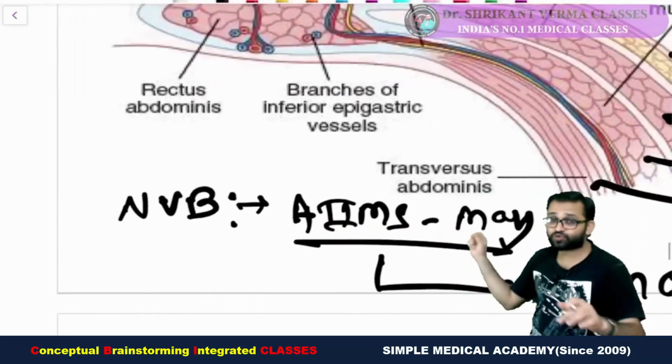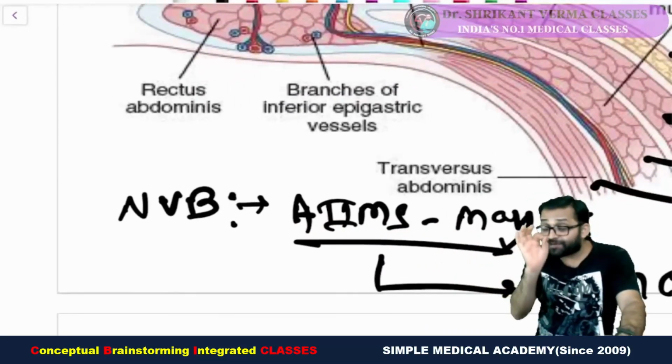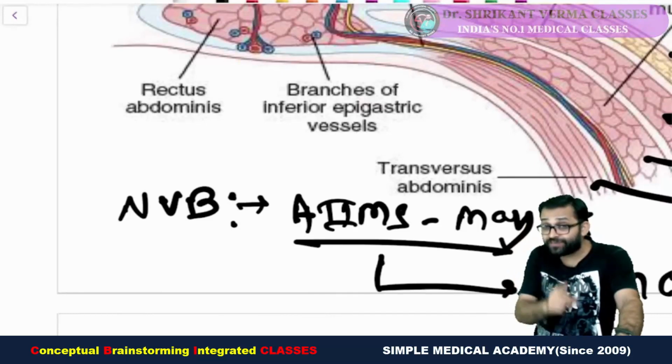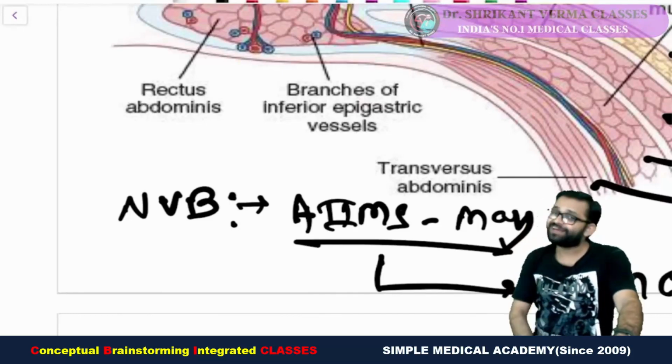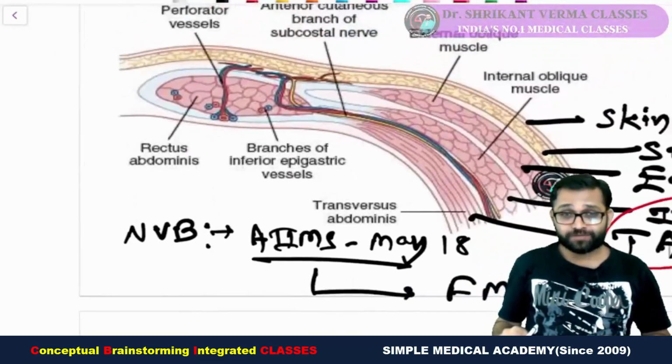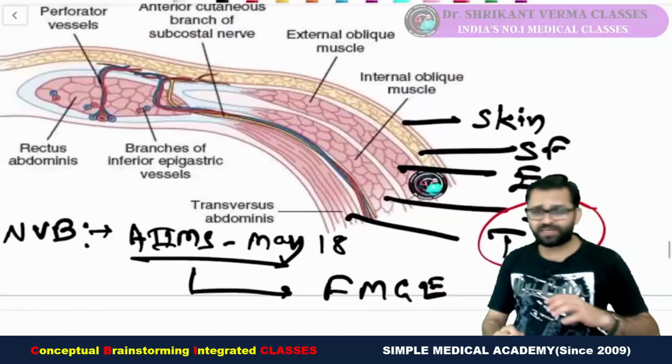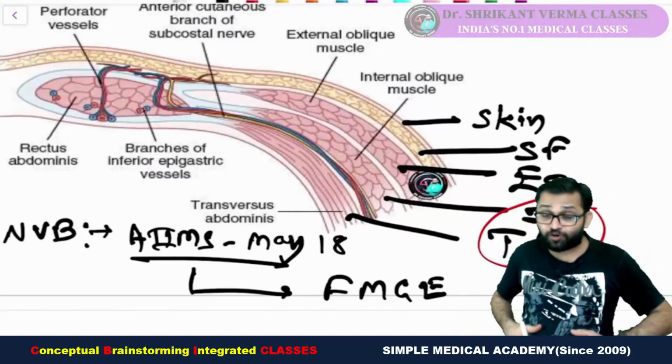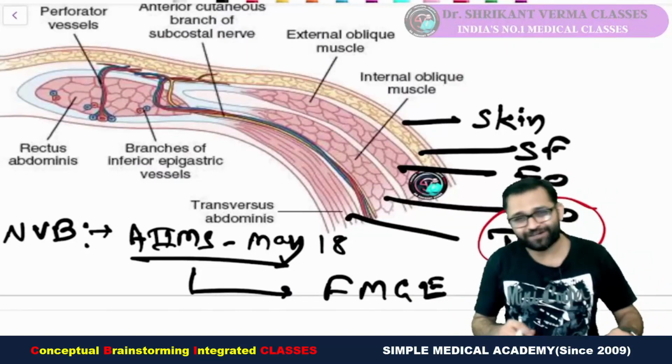In AIIMS the question had been asked, which compartment of the leg is not having the neurovascular bundle, and the answer was our superficial posterior compartment. Right, now this question pattern, again what I want to tell you, anterior abdominal wall is an important topic.